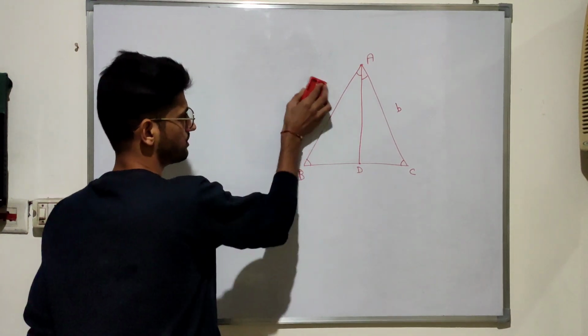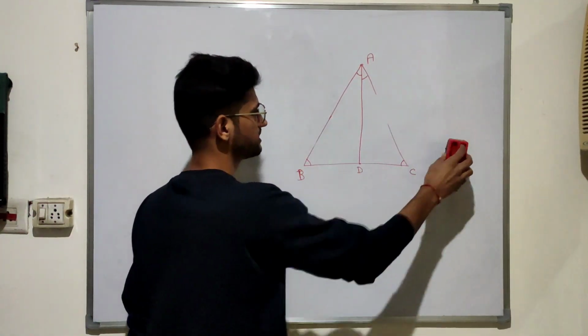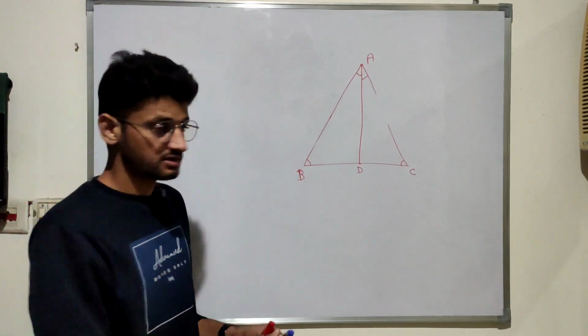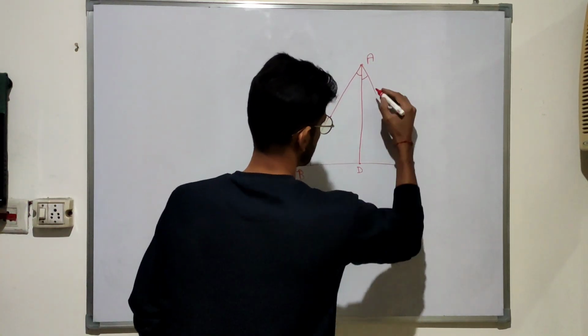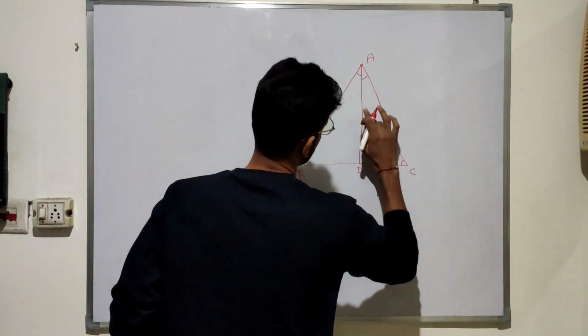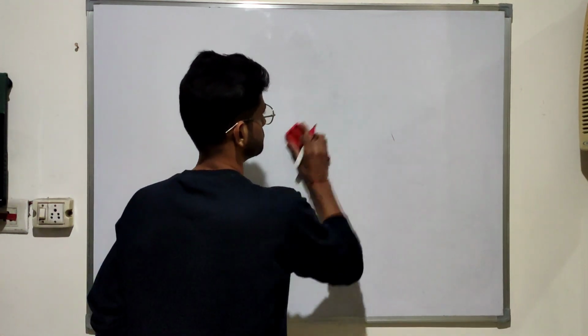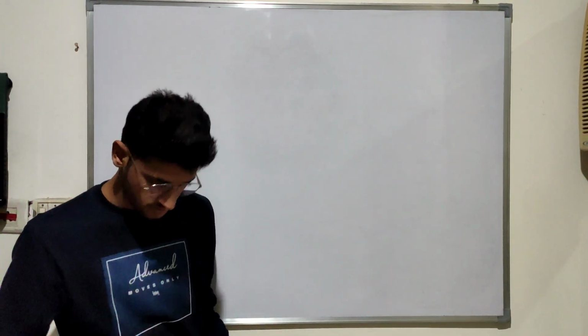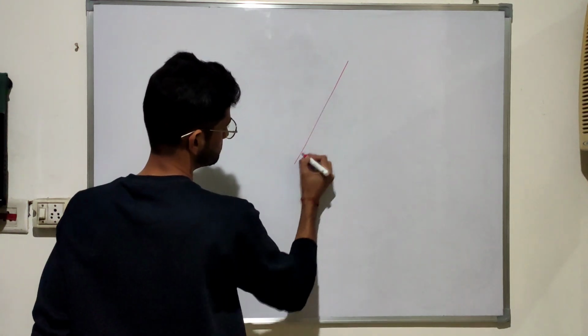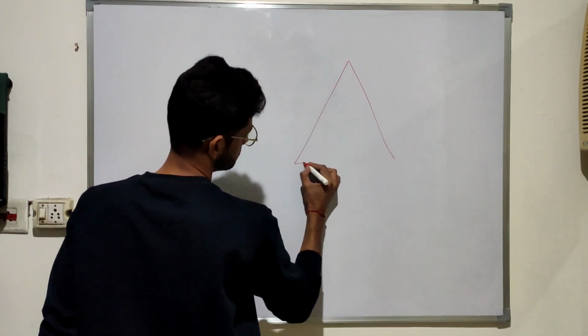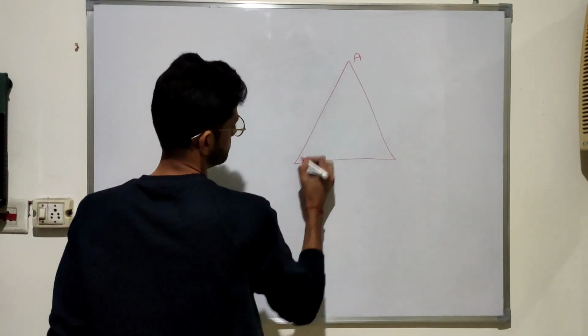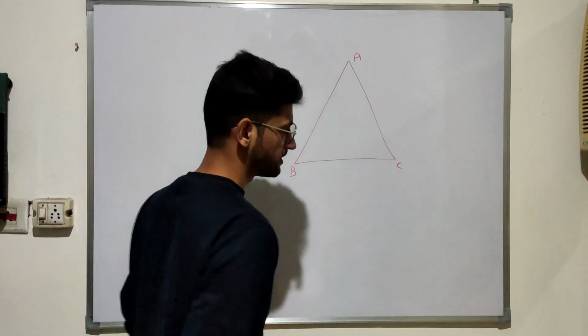We are already aware of the midpoint theorem. I am recalling it here because we are going to make use of the midpoint theorem also, so understanding it once is important. Let's say we have a triangle ABC. So what does the midpoint theorem state?